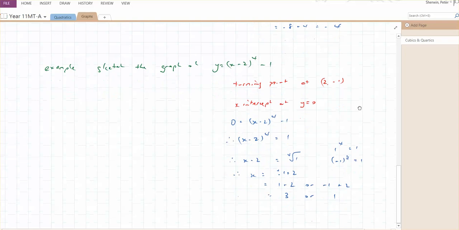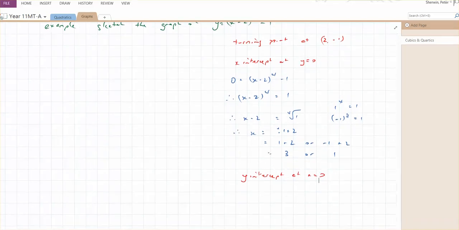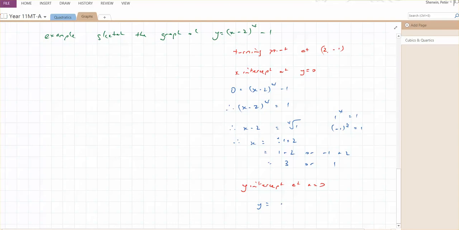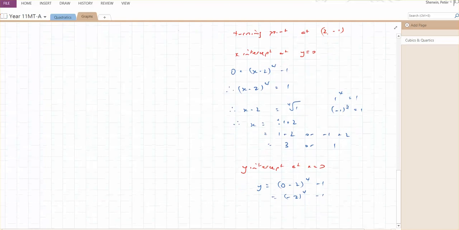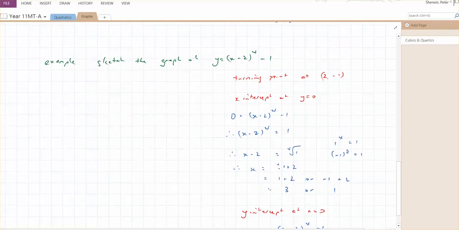Our y-intercept is at x equal to 0, so we put x equal to 0 into y equals x minus 2 to the power of 4 minus 1. It's minus 2 to the power of 4 minus 1, which is 16 minus 1, which is 15. Okay, so our y-intercept's 15, our x-intercepts are 3 and 1, and our turning point is at 2, minus 1.